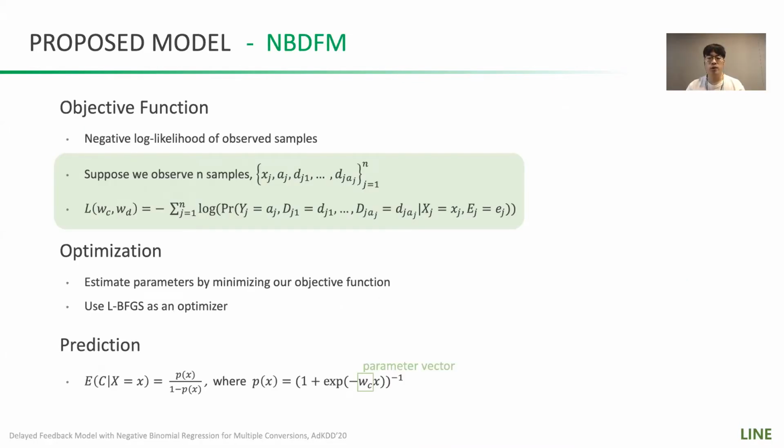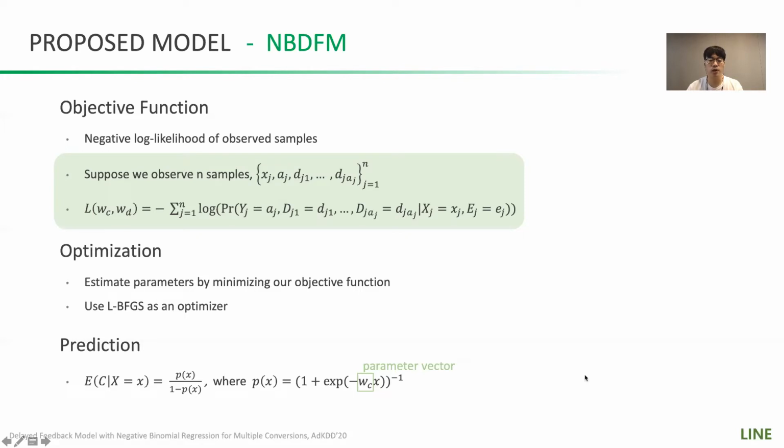Our model is NBDFM, delay feedback model with negative binomial regression. Our objective function is the negative log likelihood given observed samples. And we estimate parameters by minimizing this objective function. We use the L-BFGS optimizer and the details including the gradient are explained in the paper. With the parameters from the previous step, we can predict the exact number of conversions.